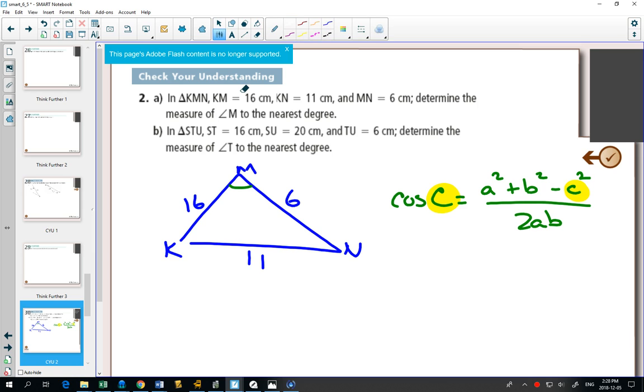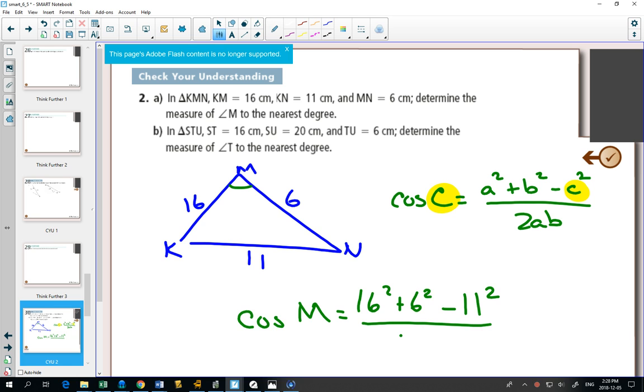And so in our case, we want to find m. So we would write cos of m equals, and the key thing in the formula is that opposite the m is the 11, so this has to be minus 11 squared there. What you choose as a and what you choose as b doesn't matter. 16 squared plus 6 squared, over 2 times 16 times 6.